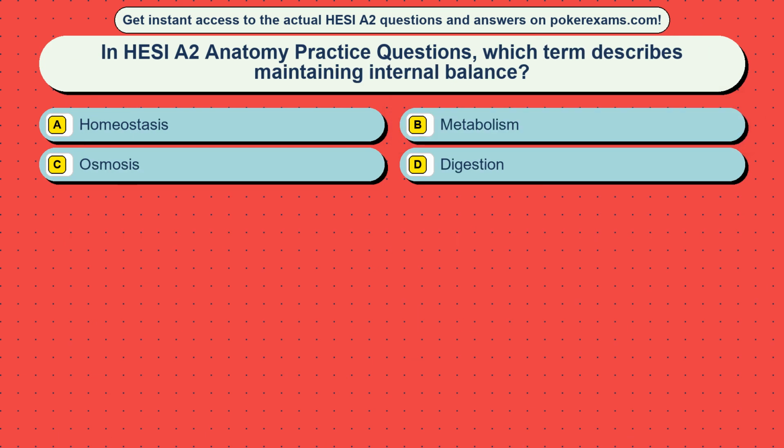Question 13. In HESI A2 anatomy practice questions, which term describes maintaining internal balance? Option A, homeostasis.